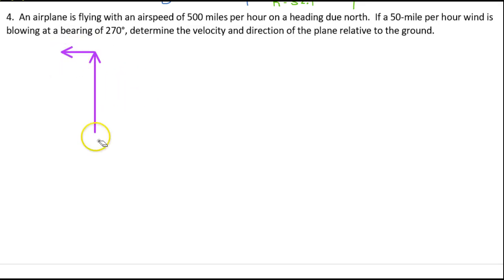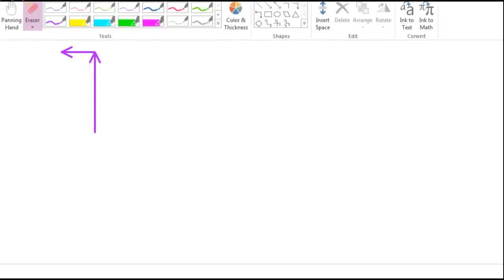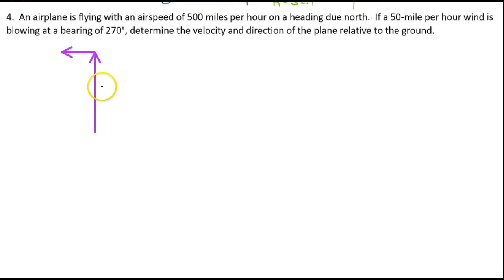Okay, so I've got my first vector for the plane and my second vector for the wind. Let's label it. So the magnitude for the velocity of the plane is 500, and the magnitude for the wind is 50. Okay, now determine the velocity and direction of the plane relative to the ground.